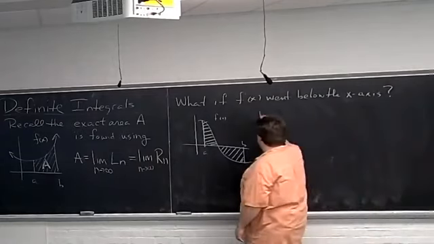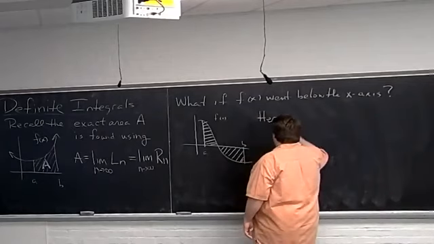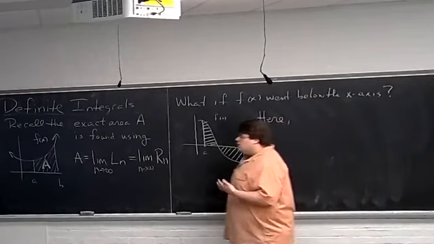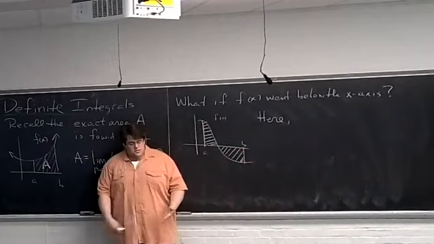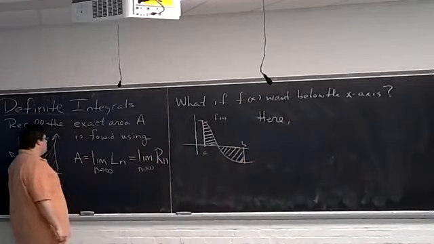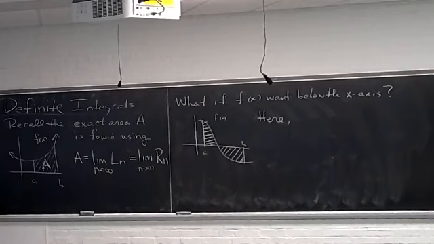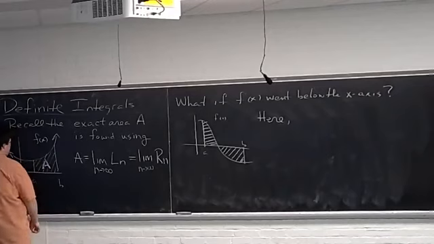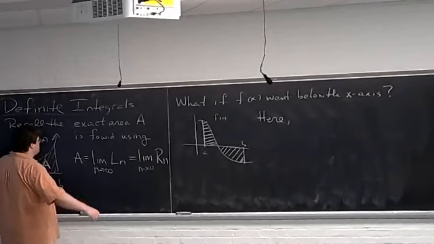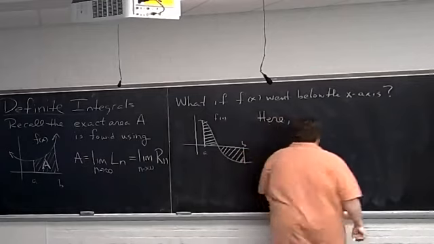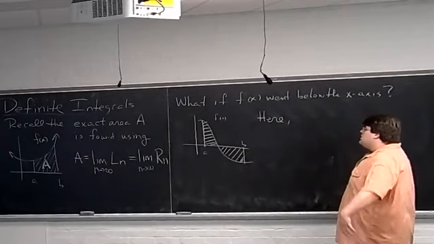Here, we recall how we did our approximation. What did we do for our approximation? We divided an area into rectangles. We said the height of the rectangle was given by the function evaluated at x for each x between a and b, for each x that we picked between a and b.